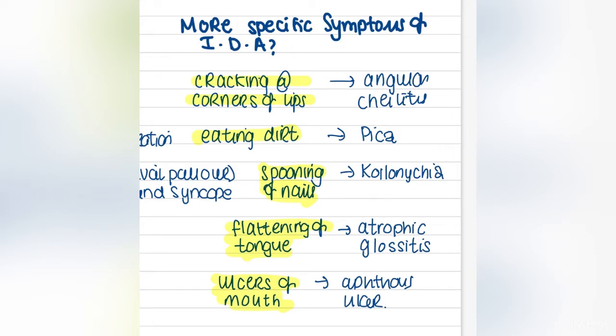Cracking at the corner of the lips is known as angular cheilitis. Eating dirt is known as pica. The spooning of the nails is known as koilonychia. Flattening of the tongue is known as atrophic glossitis, and those greyish ulcers of the mouth are known as aphthous ulcers.